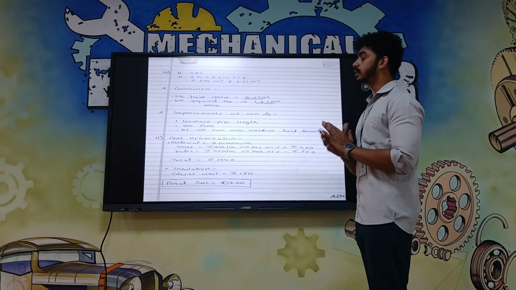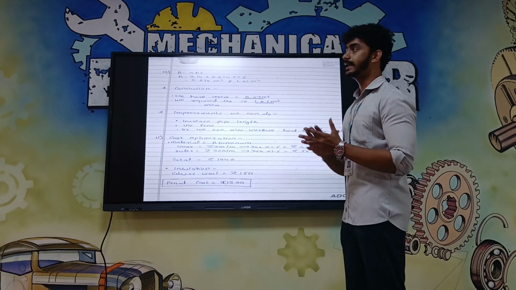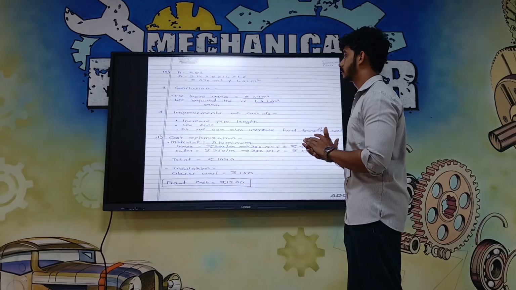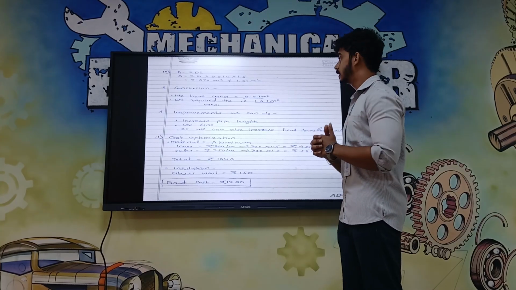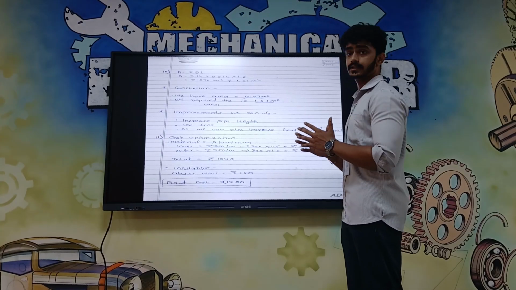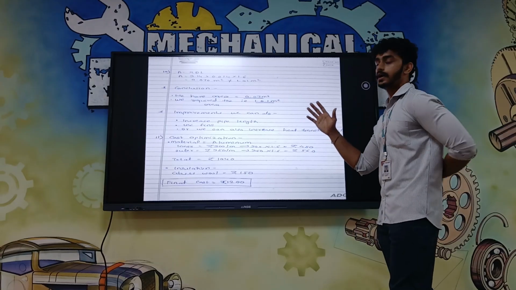So what improvements can we make? We can increase the pipe length, and by increasing the pipe length, the area will increase. We can also use fins. Later we can also increase the heat transfer coefficient.